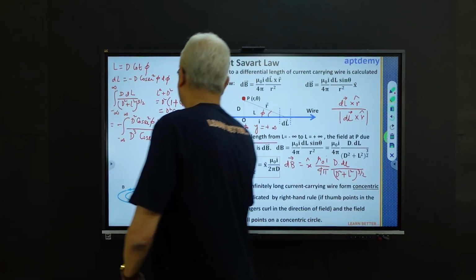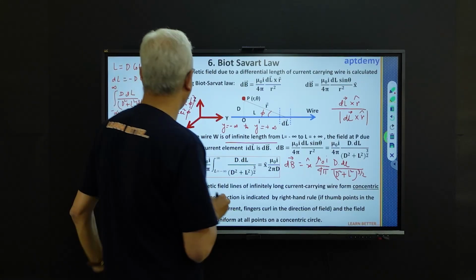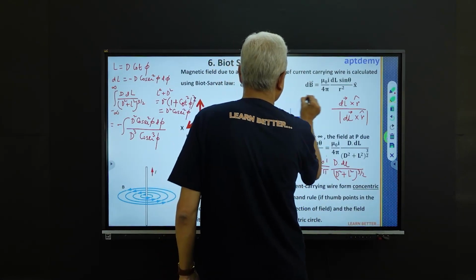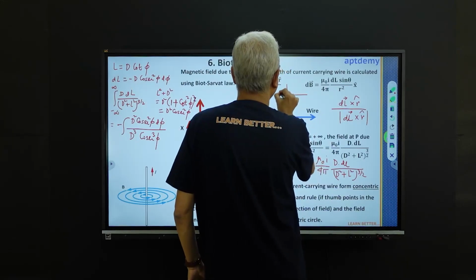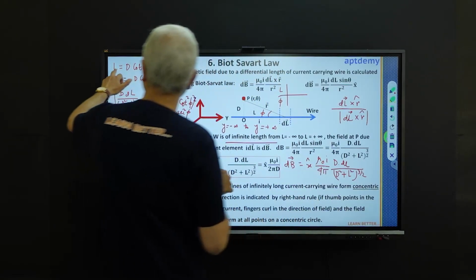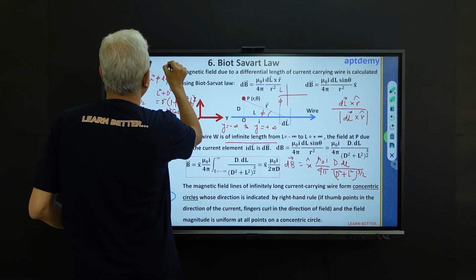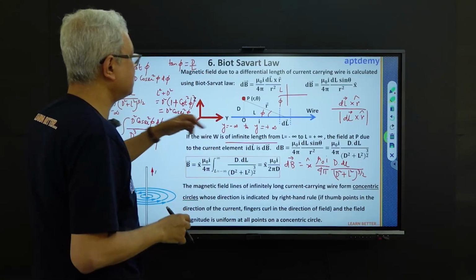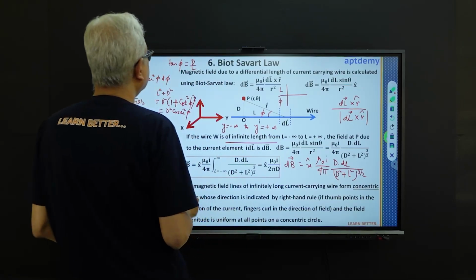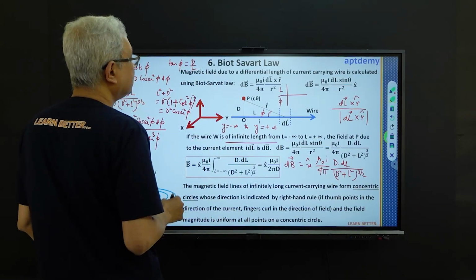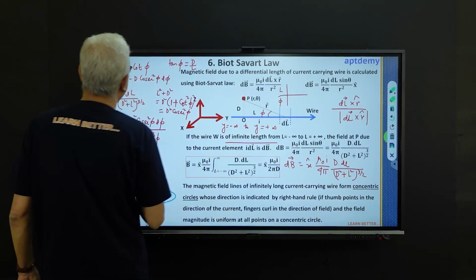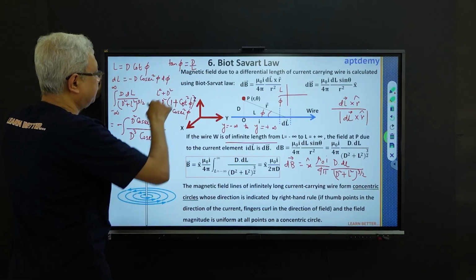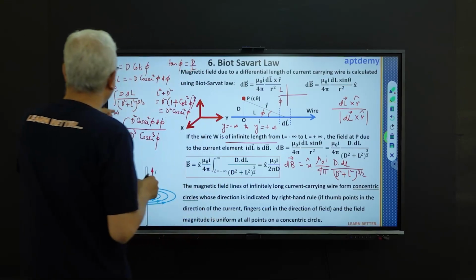Now, this change of variable we have substituted, L equal to d cot phi. So what is the change in limit? Tan phi is d by L. When L is infinity, or when L is negative infinity, what is happening? Tan phi is 0. So it is 0 to negative infinity to positive infinity.